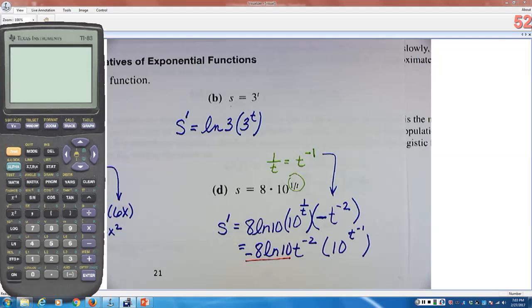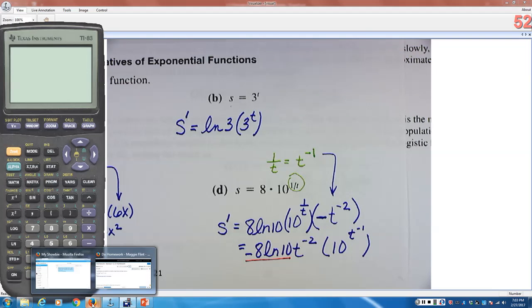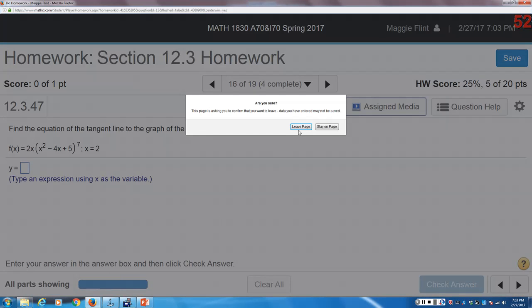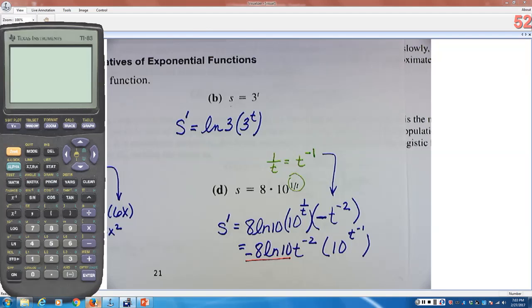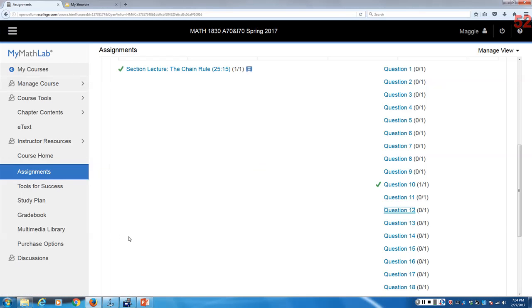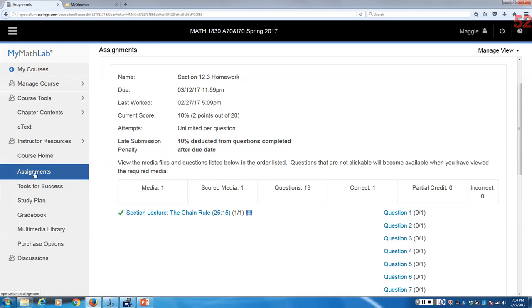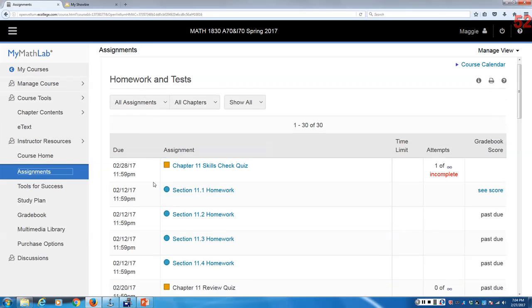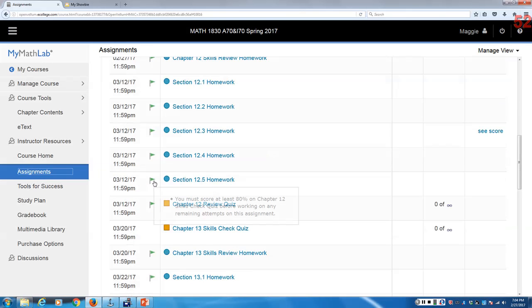There should be. Let me check and make sure there actually is a button for the natural log. I haven't done that in a while. Let me make sure there's actually one there, because it seems like we had to hunt for it the last time we were doing these.